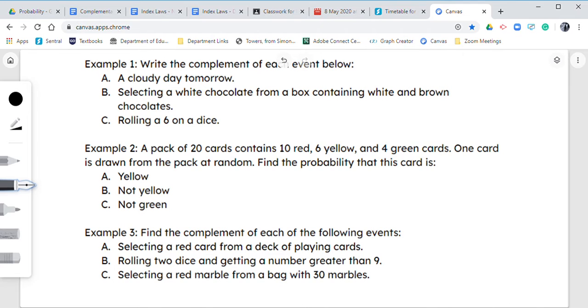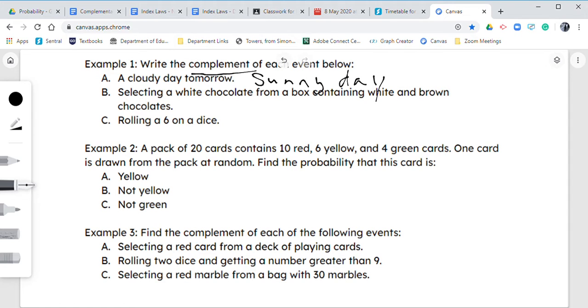Write the complement of each event below. So today we're going to be talking about complementary events. When you see the word complement, think of the idea of opposites. You're going to be thinking of the opposite of each of these events. So a cloudy day tomorrow, what's the opposite of a cloudy day tomorrow? Well, it would probably be a sunny day. If it's a cold day tomorrow, maybe a warm day would be an example of that as well.